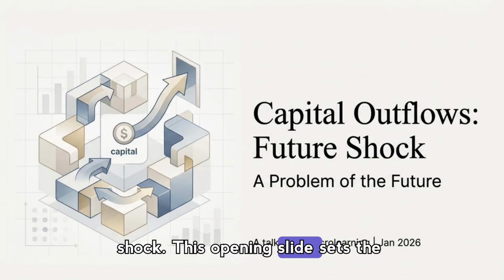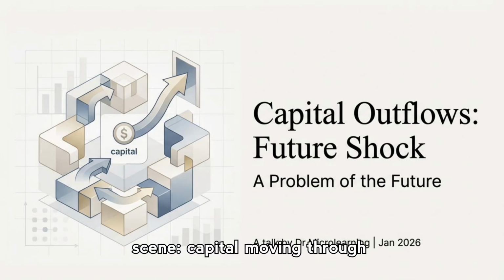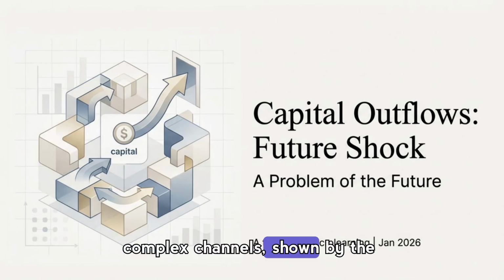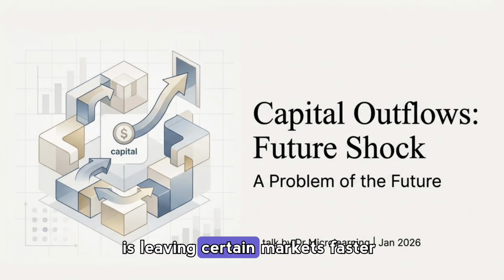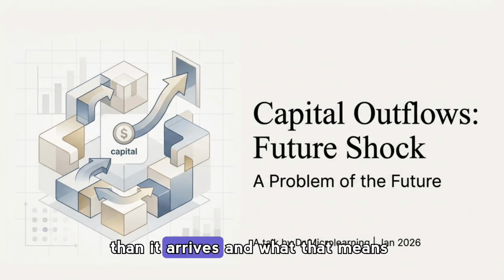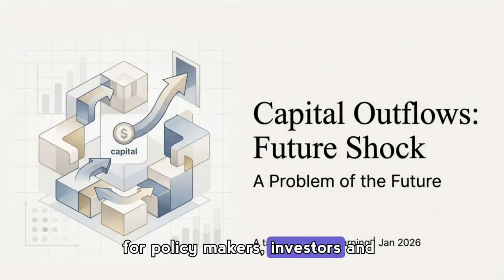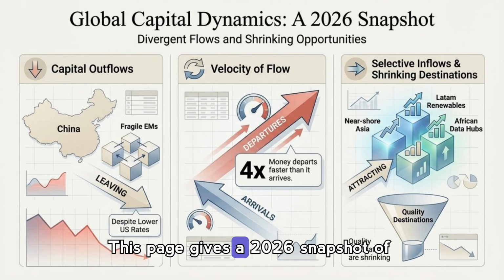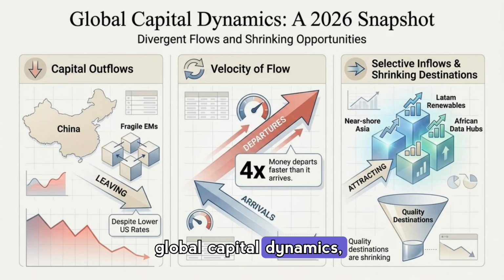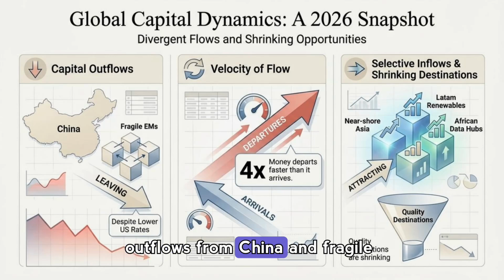This opening slide sets the scene. Capital moving through complex channels, shown by the arrows and blocks, and the central question we'll explore is why money is leaving certain markets faster than it arrives, and what that means for policymakers, investors, and emerging economies in the years ahead.